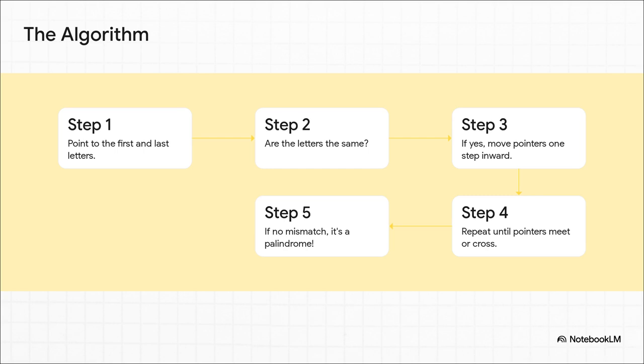If the answer is yes, you go to step 3, and you move both fingers one step toward the middle. And then you just repeat that. That's step 4. Keep checking and moving inward until your fingers either meet in the middle or cross over each other. Now, what's really interesting about this is that if you get all the way to the end of that process without ever finding a single mismatch, then congratulations, you found a palindrome.